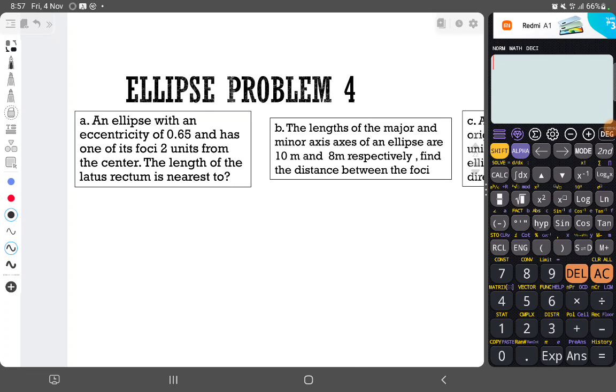So an ellipse with an eccentricity of 0.65 and one of its foci is 2 units from the center. The length of the latus rectum is nearest to. Now, how will we deal with our latus rectum? Okay, so let's try to solve this.